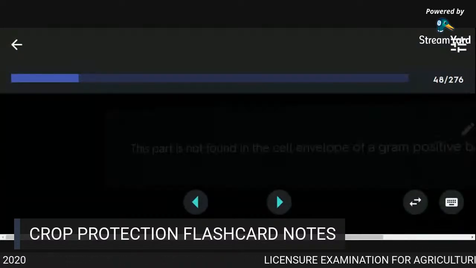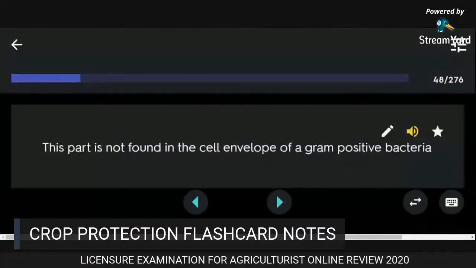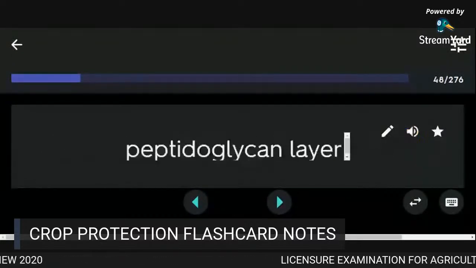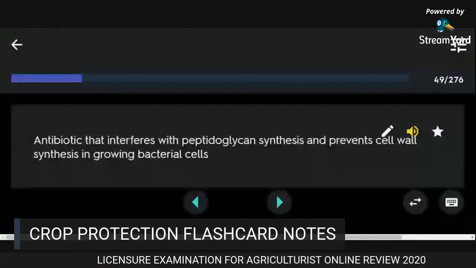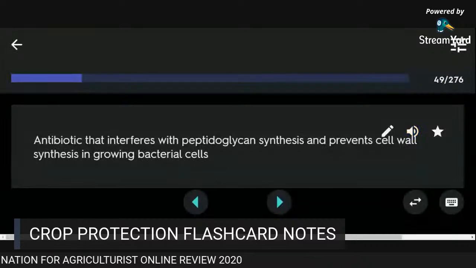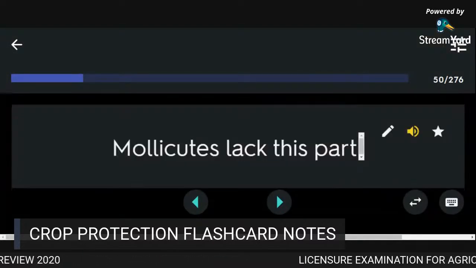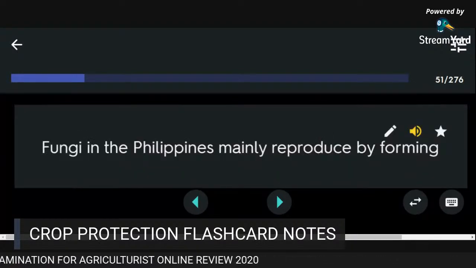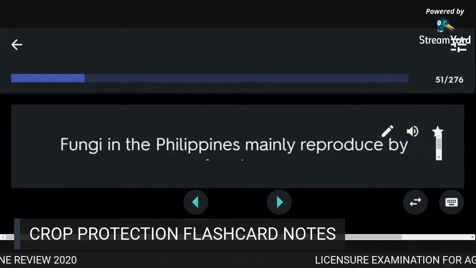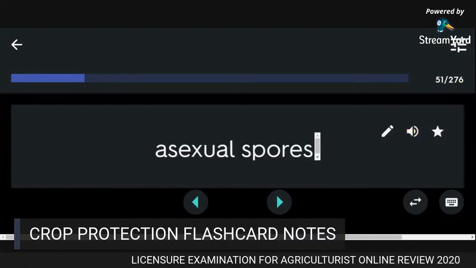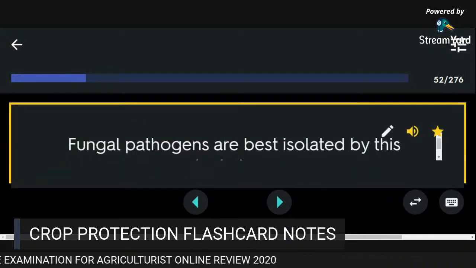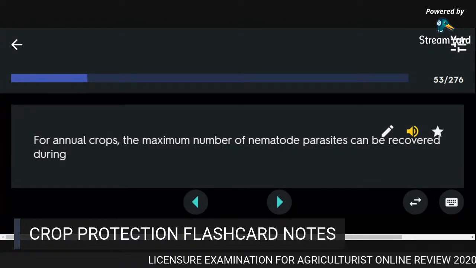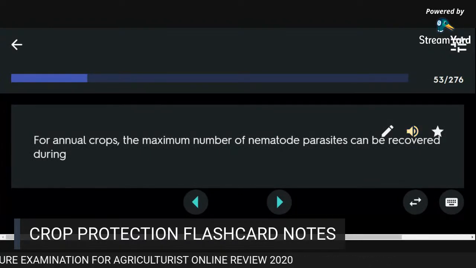This part is not found in the cell envelope of gram-positive bacteria. Peptidoglycan. Antibiotic that interferes with peptidoglycan synthesis and prevents cell wall synthesis in growing bacterial cells: kanamycin. Molicutes lack this part: cell wall. Fungi in the Philippines mainly reproduce by forming asexual spores. Fungal pathogens are best isolated by this technique: tissue planting. For annual crops, the maximum number of nematode parasites can be recovered during the near-harvest stage.